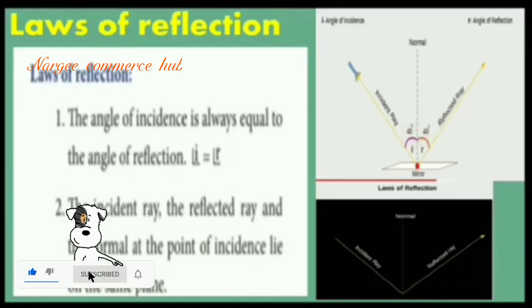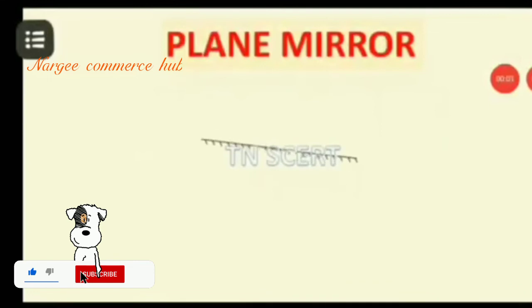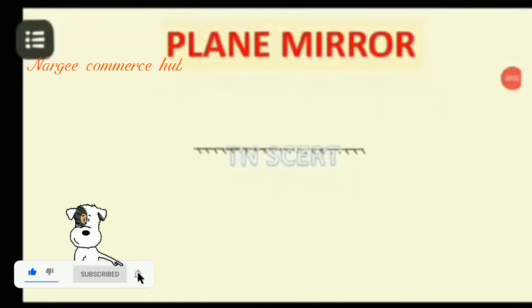Then next, the second law is the incident ray, the reflected ray and the normal at the point of incidence lie on the same plane. So the incident ray, reflected ray, and normal at the point of incidence lie on the same plane. It is the symbol for a plane mirror.